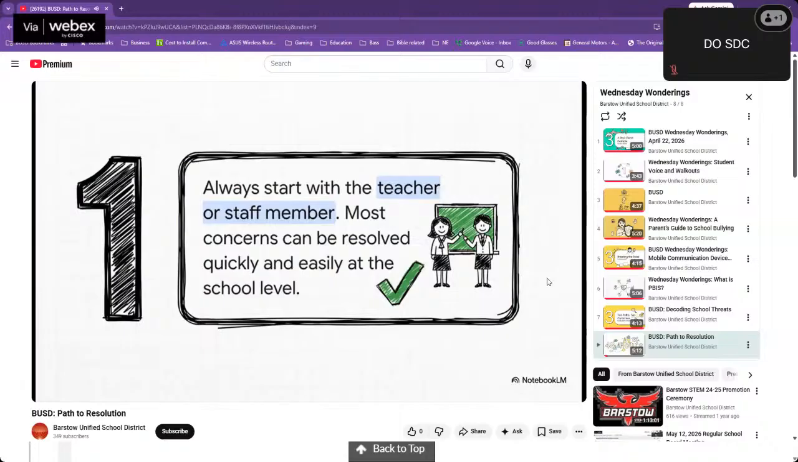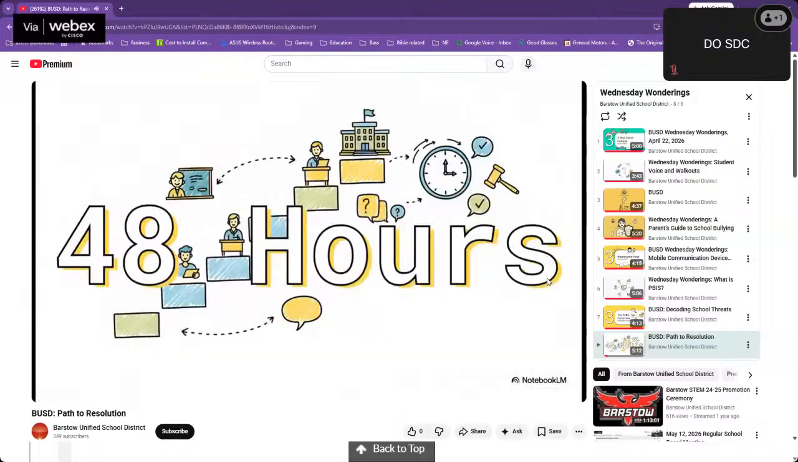The teacher has the most direct context and can usually solve things pretty quickly and effectively. And you know what? The process comes with a clear timeline. You can expect a response within 48 hours during the school week. If it's over a weekend or a holiday, it's 72 hours. This is all about making sure you know what to expect and that you get a timely reply. It's built right into the system.